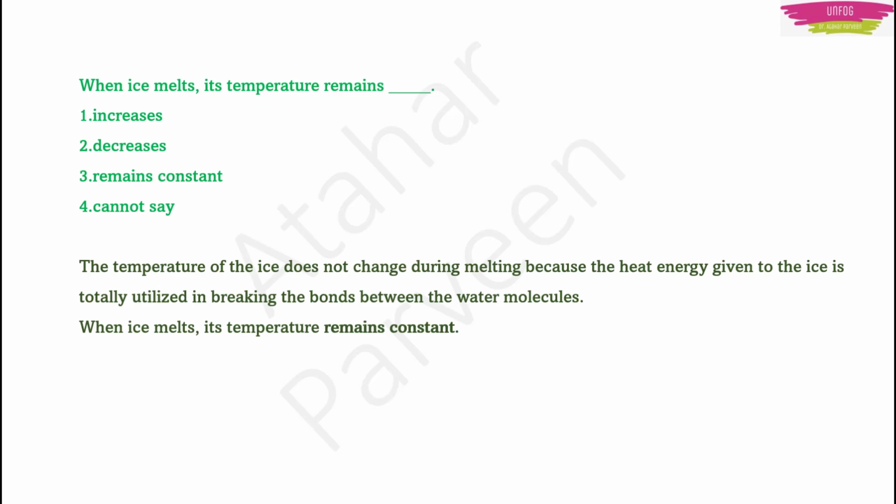Here is the answer. The temperature of the ice will not change during melting because the heat energy given to that ice is utilized totally in breaking the bonds between the water molecules. That's why when ice melts, its temperature will remain constant for some time. At least for some time it will remain constant. Then the temperature will vary because the system will not be isolated, right? The heat from the surroundings will try to come inside the system. That's the reason why the temperature will change later.